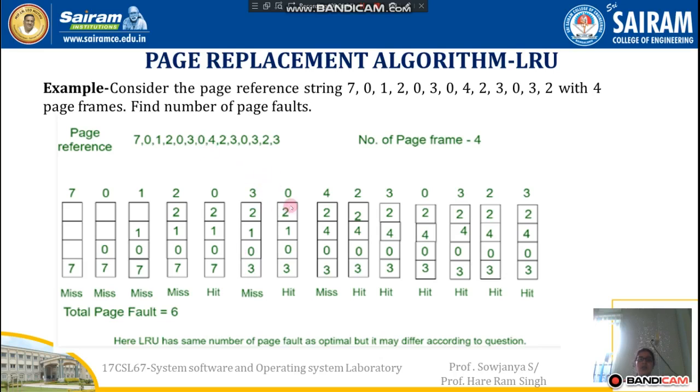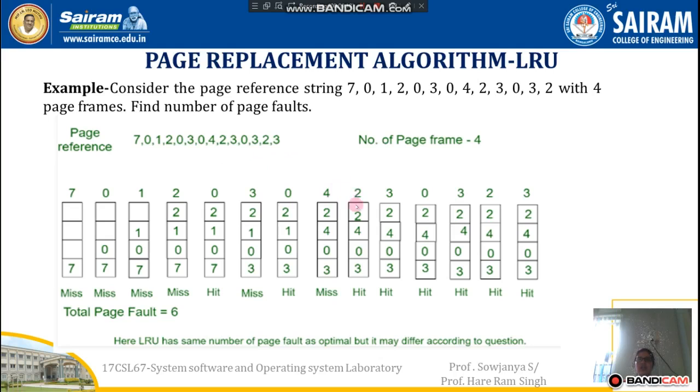The next number I am going to enter is 0. When you enter 0 here, you can see 0 is already present. So this page is a hit, there is no page fault here. Next one is 4. 4 is not present. Now you have to check the least recently used. After 7, the least recently used page is 1. So instead of 1 I am replacing with 4 here. So this is also a page fault.